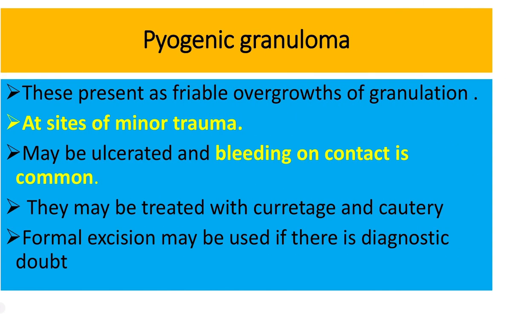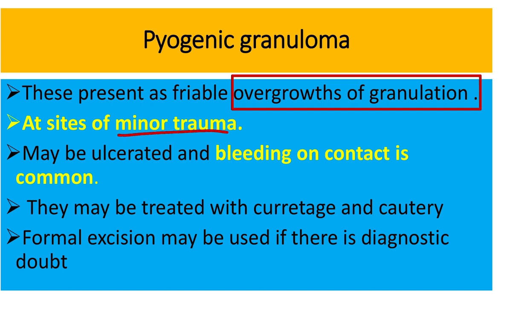Now first of all, let's see the pyogenic granuloma. What is pyogenic granuloma? This is overgrowth of granulation tissue. That means when there is trauma by the bushes or a small tree, then in the recovery phase, overgrowth of granulation tissue occurs at the site of the minor trauma, caused by very small substances, and it bleeds on contact. So these 2 or 3 points are very important.